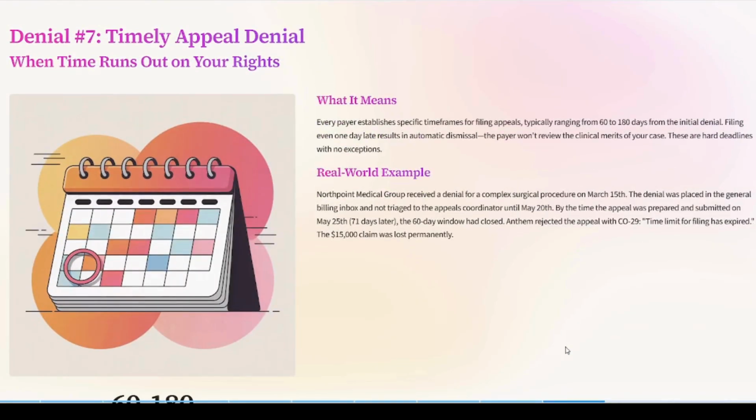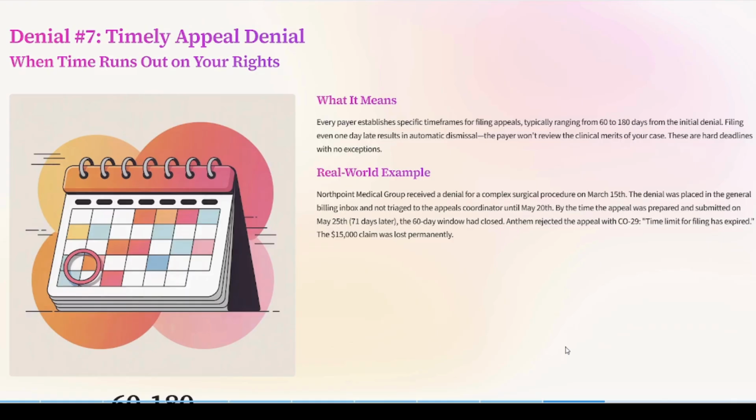All right. Denial number 7, timely appeal denial, when time runs out on your rights. Every payer establishes specific time frames for timely appeals, typically ranging from 60 to 180 days from the initial denial. Filing even late by one day can result in an automatic dismissal. The payer won't review the clinical merit of your case. These are hard deadlines with no exception.